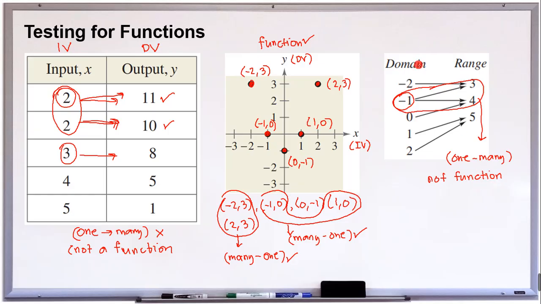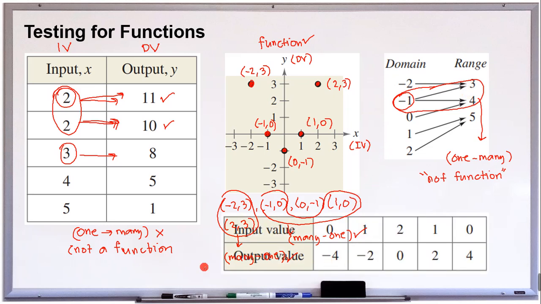So for our third example, this is not a function because we found out that for an input value, or for an independent value of negative 1, we have two corresponding values for our dependent variable, or for our range, and these are 3 and 4.